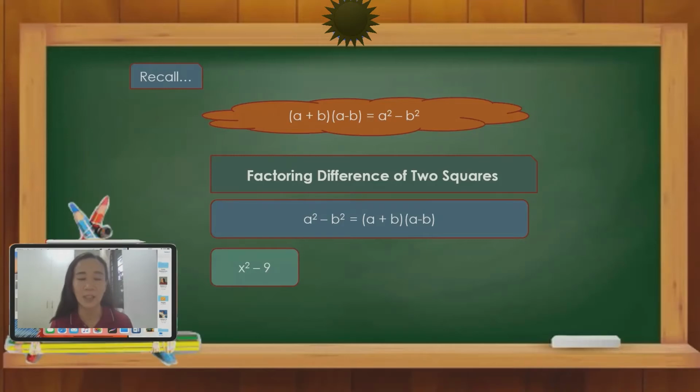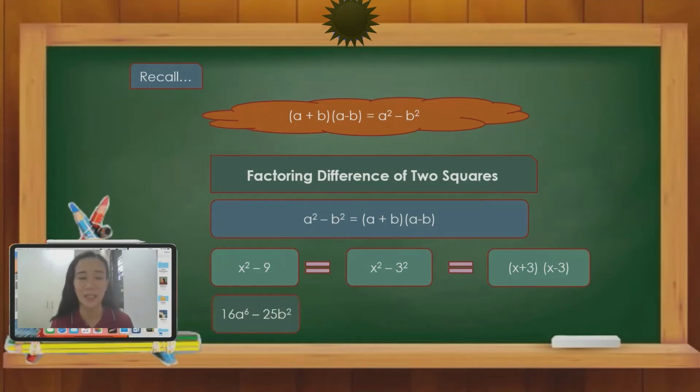Let us have an example. x squared minus 9. What is the factor of x squared minus 9? x squared minus 9 is also equal to x squared minus 3 squared. So it means x squared minus 9 is a difference of two squares. Then, what are we going to do? Our x here is our a, and the number 3 is our b. Then, the factor is (x plus 3)(x minus 3).